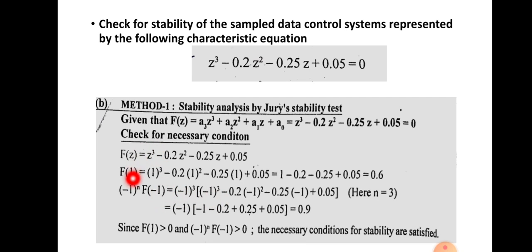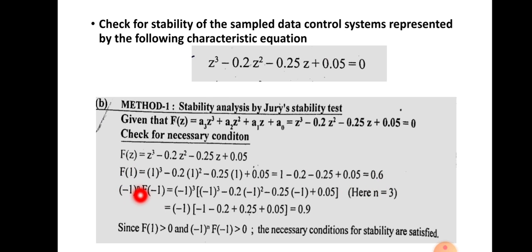So let us check f of 1. So put z equal to 1 in this equation of f of z. So f of z is this one. Whenever you are putting z equal to 1, you will be getting the value 0.6. So you can ensure that f of 1 is greater than 0. So the first condition is satisfied.